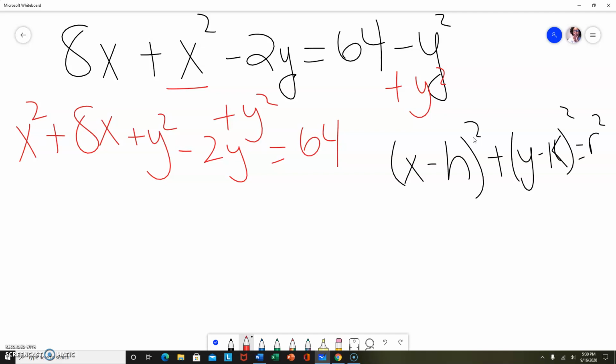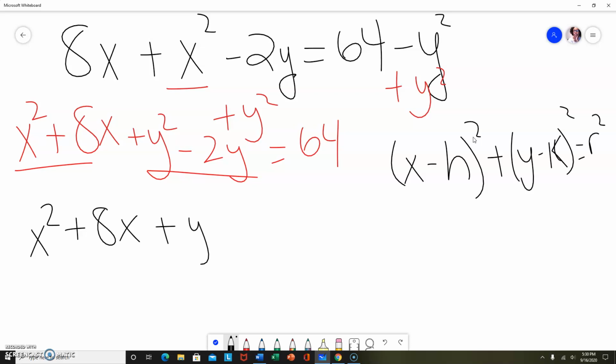Now I'm going to do something called complete the square, and it's something that you've already had experience with in previous courses. So this is a quick light review. So when I complete the square, I'm going to complete the square for my x term and for my y term. So let me write it again. So I have x squared plus 8x plus y squared minus 2y equals 64.